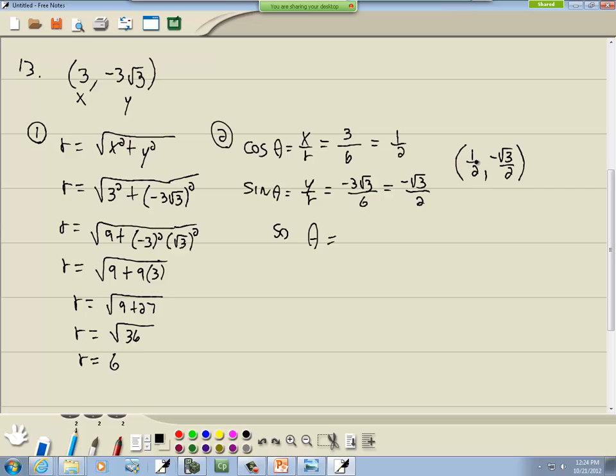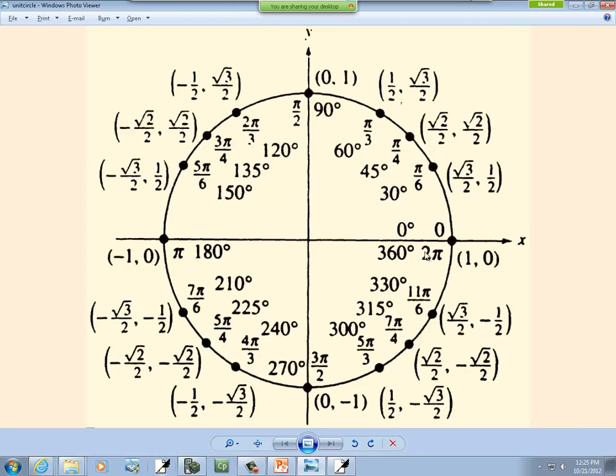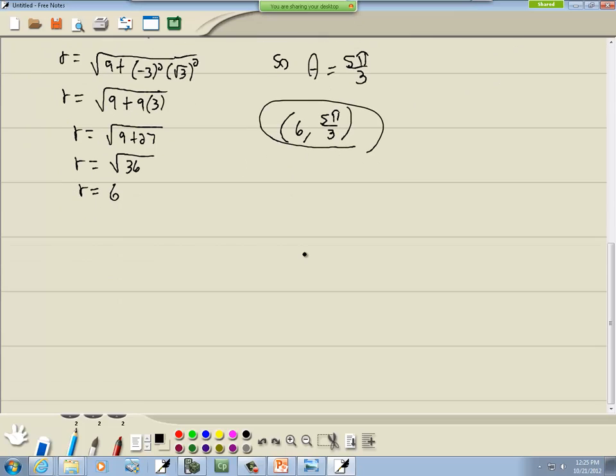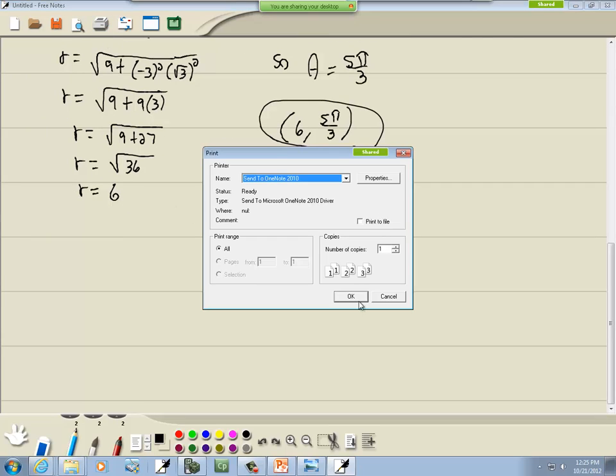Let's see. This is x. That's 1/2. Pi over 3, 2 pi over 3, 4 pi over 3, 5 pi over 3. One half and negative square root of 3 over 2 is 5 pi over 3. So our answer will be r, which is 6, and then 5 pi over 3. Let me save this. And we'll look at the next problem.